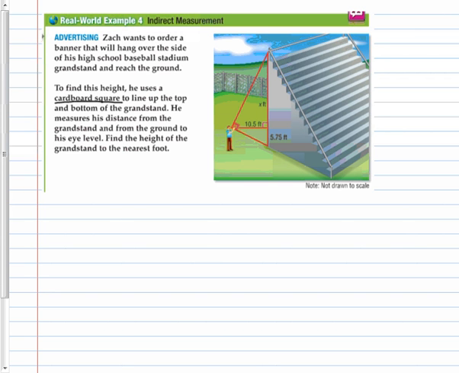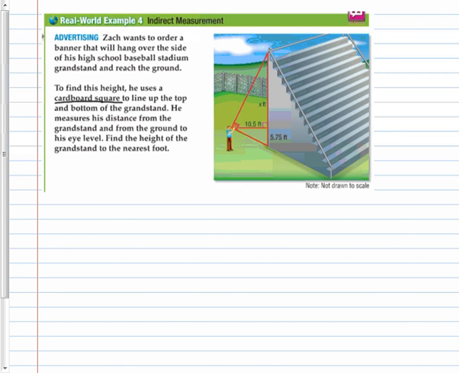He puts his book right over here, and he sights up that book, so he's looking at the top, and he sights down that book to see if he's looking at the bottom. That's what he's doing here. He's looking at the top, and he's looking at the bottom, so he moves until he's in the right position. And then he measures. Oh, 10.5 feet away here.